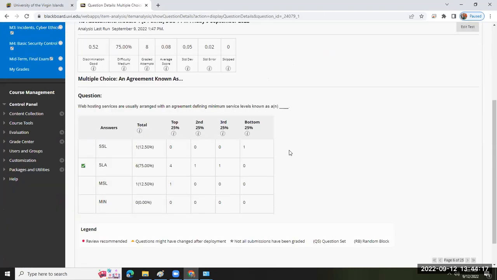An agreement. Web hosting services are usually arranged with an agreement defining minimum service levels, known as a what? Service level agreement. That's literally what the acronym means. If you have a web hosting service that doesn't have some kind of basic agreement on how much the uptime is, you're a sitting duck in terms of your contract. They can shut down your website forever and a day, and there's a word for that.